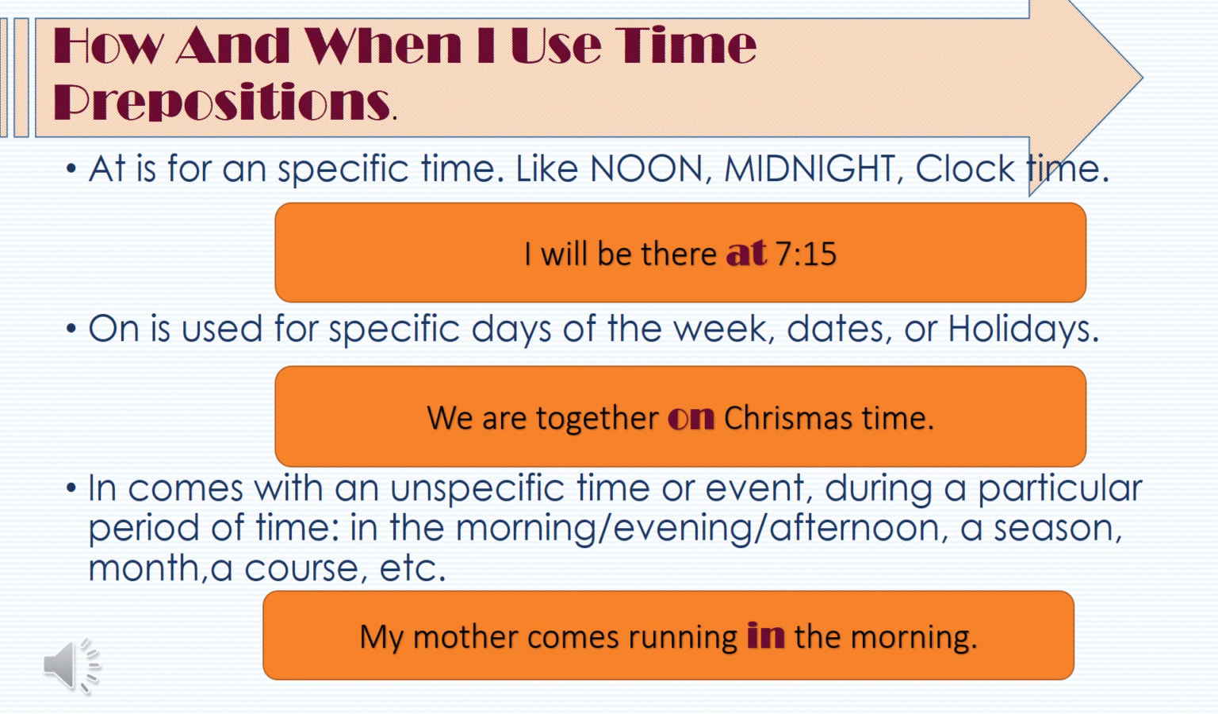We use at to speak about a specific time, like clock time. Also to speak about certain moments of the day, like noon or midnight. We use on for specific days, and we use in, for example, for periods of time like in the morning, in the evening, in May, in spring.